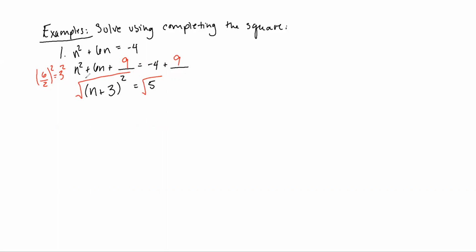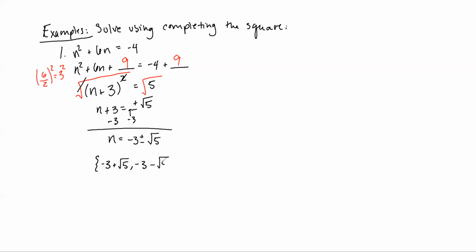And on the left side, the square root and the square cancel. We get n plus 3. On the right side, remember, when you square root, you want to put plus or minus. Square root of 5 cannot be simplified, so we'll just bring it down as the square root of 5. Now let's subtract this 3 to solve for n. And just like I did in 11.1, I'm going to put that -3 right in the front. So it's -3 plus or minus the square root of 5. So the solution set is -3 plus the square root of 5 and -3 minus the square root of 5.